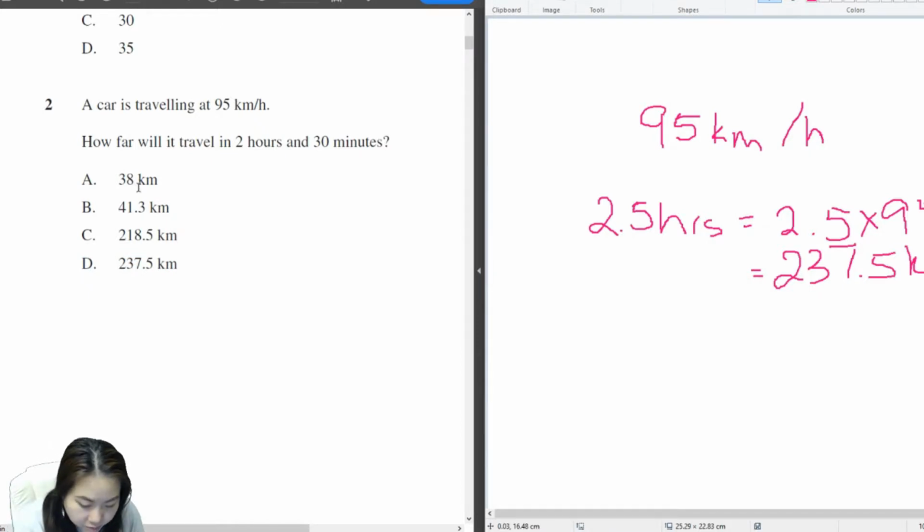Let's see if the other three make sense or not, because this is multiple choice, we can do that. Now this one would be out of the question because the car can travel 95 kilometers in 1 hour. Why would it travel less in 2.5? Same with this one. So those two are out. We're left with C or D, but let's see if we can eliminate C.